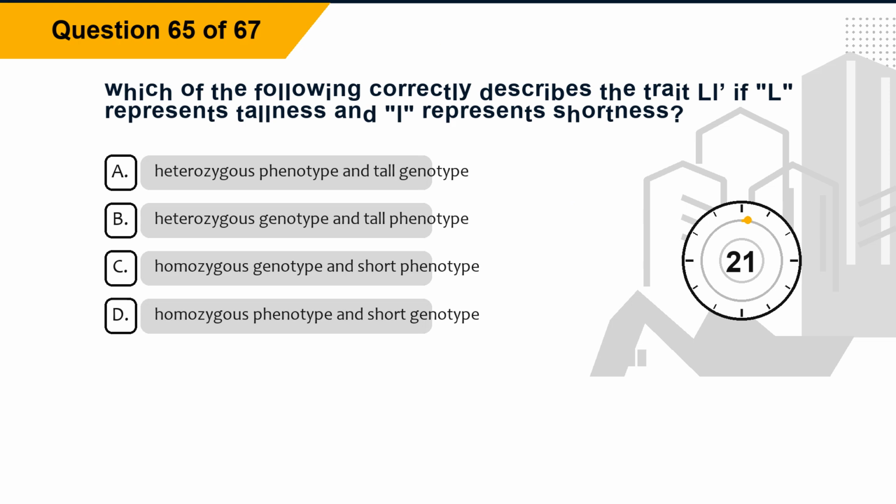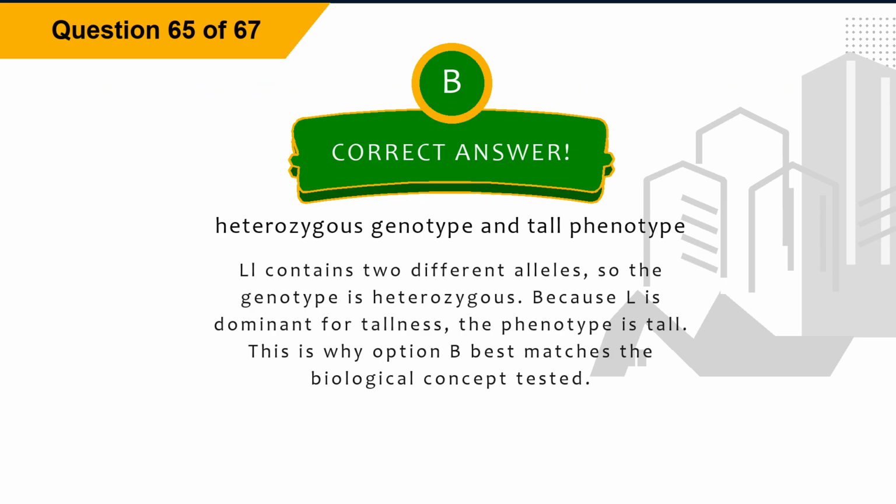Question 65. Which of the following correctly describes the trait Ll, if L represents tallness and l represents shortness? Option A, heterozygous phenotype and tall genotype. Option B, heterozygous genotype and tall phenotype. Option C, homozygous genotype and short phenotype. Option D, homozygous phenotype and short genotype. The correct answer is option B, heterozygous genotype and tall phenotype. Explanation: Ll contains two different alleles, so the genotype is heterozygous. Because L is dominant for tallness, the phenotype is tall. This is why option B best matches the biological concept tested.